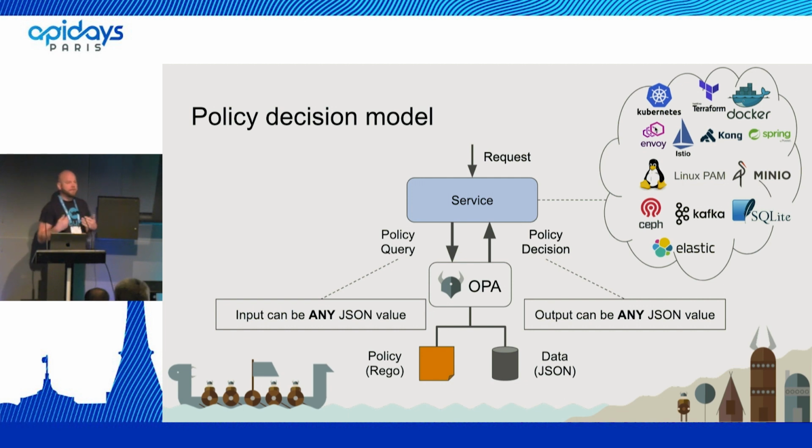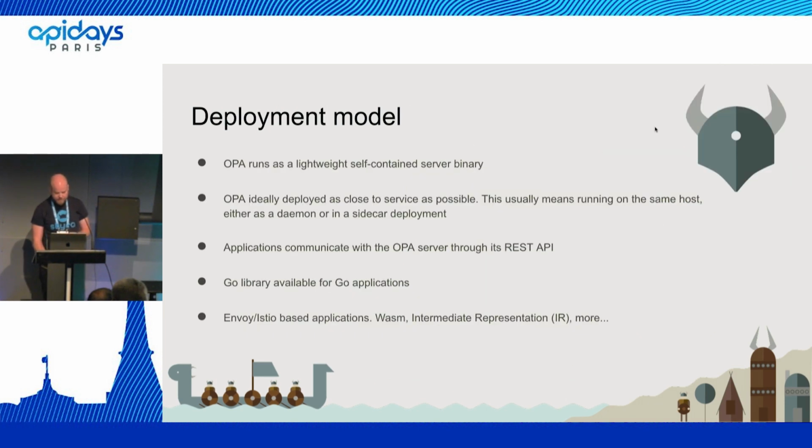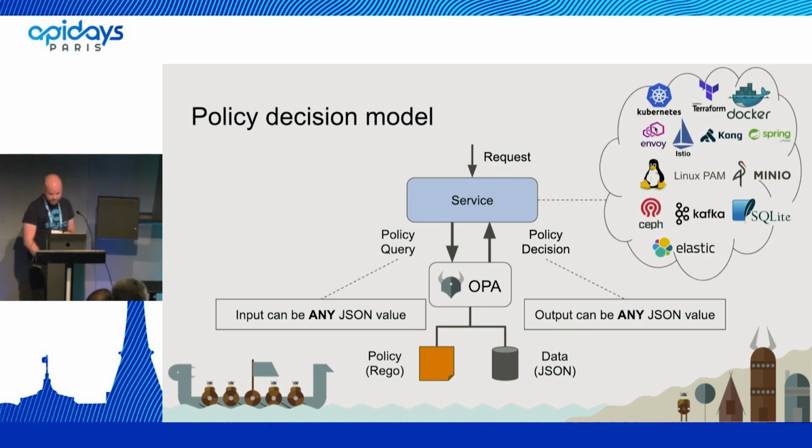Rather than having that service determine whether this operation should be allowed or not, we delegate that question to OPA. So we send a policy query. A policy query is JSON. It could include the username. It could include the resource manifest if it's Kubernetes or whatnot. Any data that is relevant to that query. OPA, based on the policy we loaded in beforehand, makes a decision. It says either yes, this user should be allowed, this user should not be allowed, or this resource could be deployed or it should not. It sends that back to the service, and the service then enforces that decision. So that's basically the policy decision model.